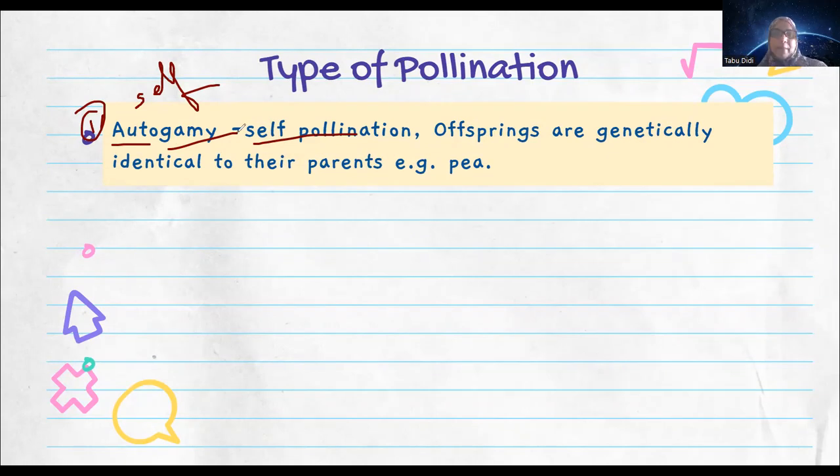So autogamy, auto self-pollination. What happens in autogamy? Usually because it is the same plant or same flower of the same plant, the offspring, the new ones that are reproduced, are mostly genetically identical to their parents. Genetically identical to their parents. Example, plants like the pea plant show self-pollination.